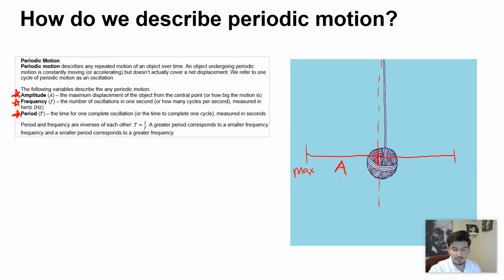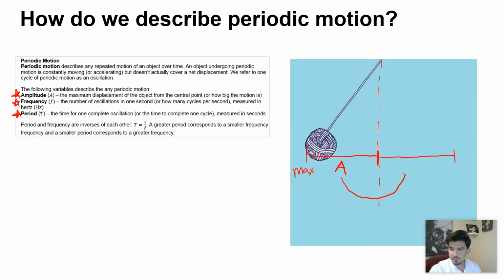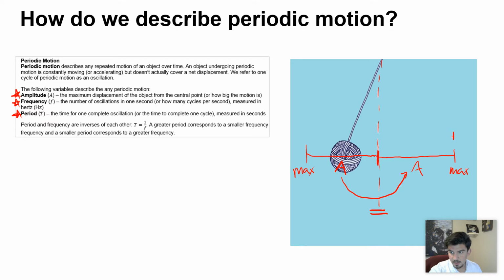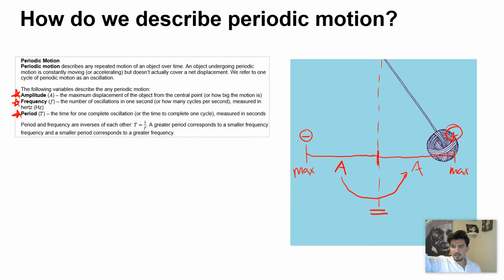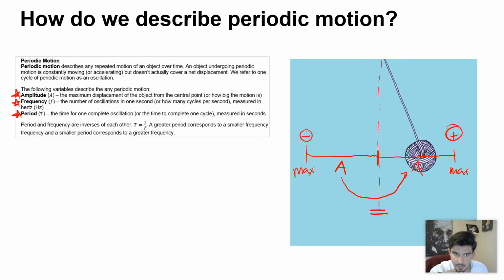And the amplitude here on the left is going to be equal to the amplitude on the right. Okay, so those maximum points are going to be the same, but in good physics terms, we would call one side positive and the other side negative. So it's going to this maximum point on the positive side, goes through the equilibrium and to the maximum point on the negative side, and then it just kind of goes back and forth between those.